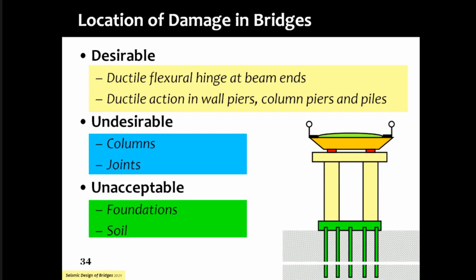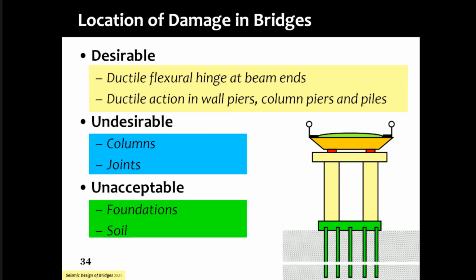So what is desirable for us on the location of damage is that it must be ductile, it must be flexural, and it can be only flexural. Shear is not necessarily, relatively speaking, as ductile as flexural. So that will be our best choice. But ductile flexural hinged beam ends, we just said for superstructure we can't have it. So the first option is gone.